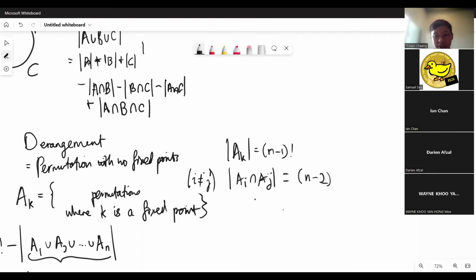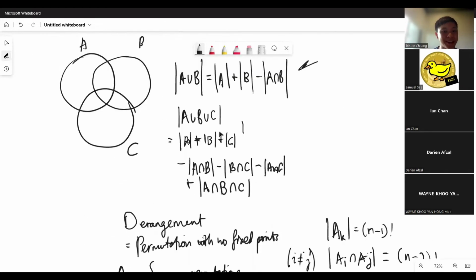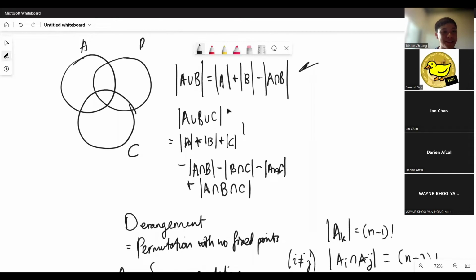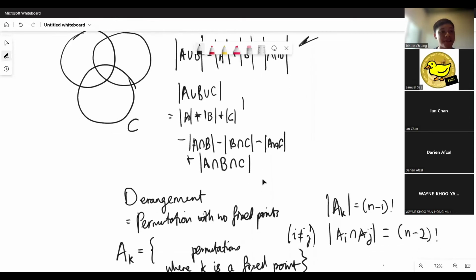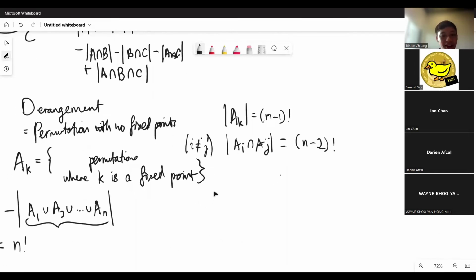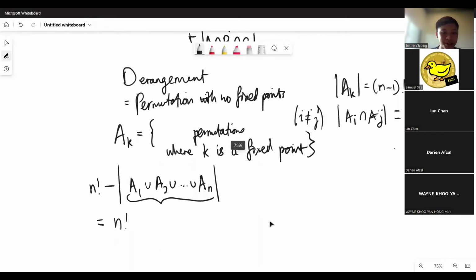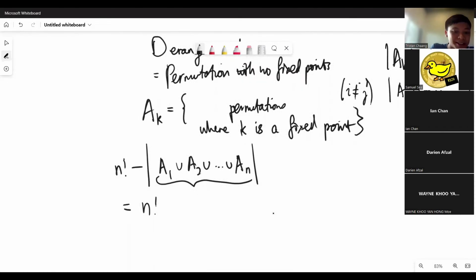Okay, I see. So we want the intersection, because now here we have a union of n elements and we know PIE kind of transforms everything into intersections. And we know intersections are quite easy to compute here. And if we have 3 different sets and we intersect them, the cardinality will be n minus 3 factorial and so on and so forth, right? So now we can compute this quite nicely.